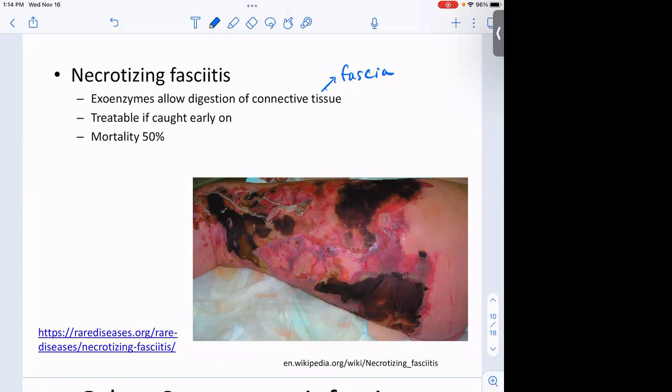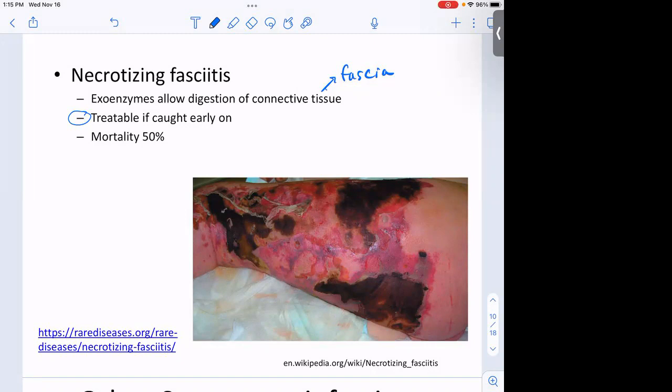It can start out from a break in the skin, but it's not always clear how patients get this. It's very treatable if you catch it early on. The problem is early on, it doesn't seem like it's significant. It can be a little redness of the skin. It might hurt a little bit. Maybe the patient has a little bit of a fever.